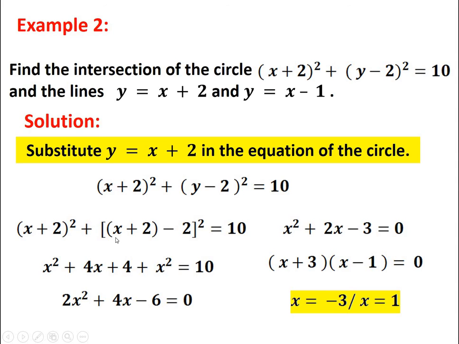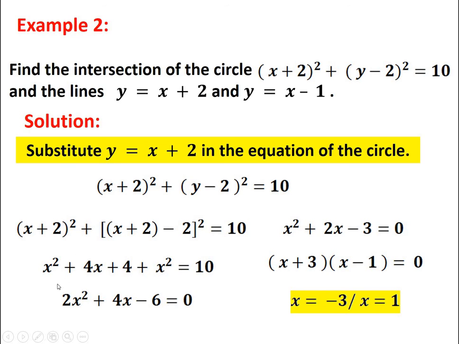To simplify this one, we have to square all of this. So positive 2 minus 2 is 0. So what we are left with is x. Then square that x. So we have x squared. This is the x squared. From where is the given trinomial? It is from the square of (x plus 2). So x squared, 2 times 2 times x is 4x. Then 2 squared is 4.